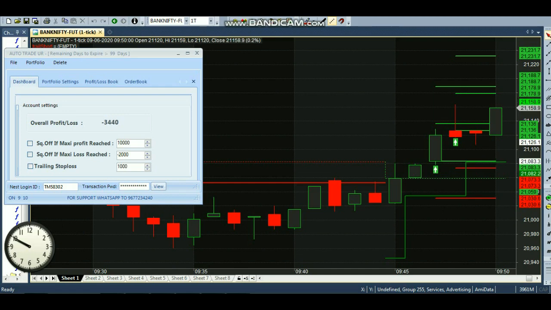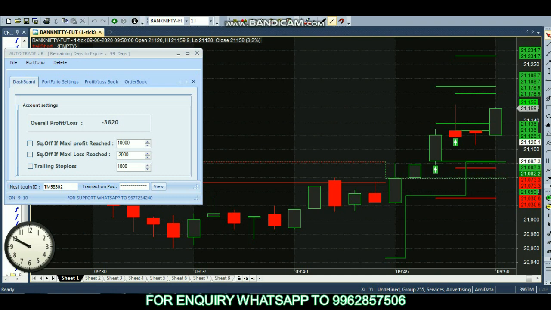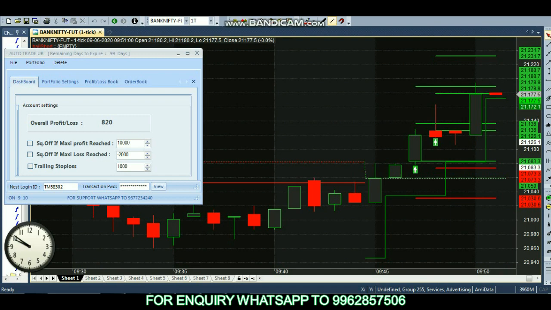Today we are trading in Bank Nifty futures. As of now we have 3800 loss, so we are expecting 12,000 or 15,000 profit today. So already it's gone lost up to 10,000, so now it has recovered. Now it's recovered to 2,000 profit.